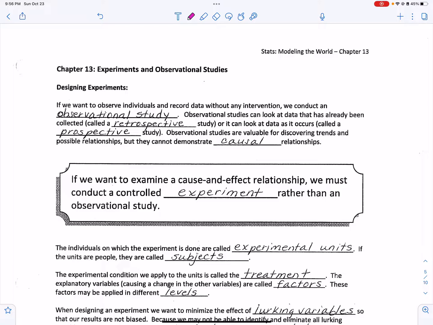Now, there are 2 types. There's retrospective. I think of retro, when you dress retro, you're looking back, or prospective, when you're looking forward. A retrospective study would be like, I am studying you and I ask you what you did in the past. What color did you like when you were 5 years old, 10 years old, 15 years old? That would be retrospective, the past. Prospective is when I continue to study you when you're 20, 25, 30, and so forth.